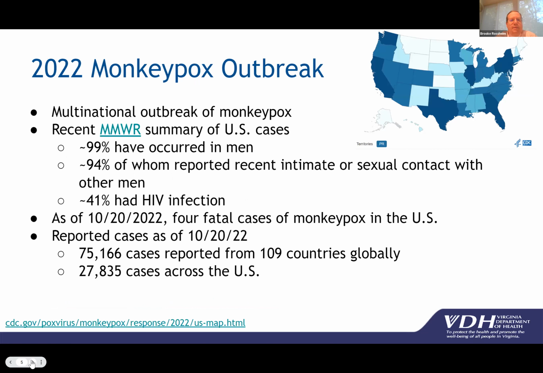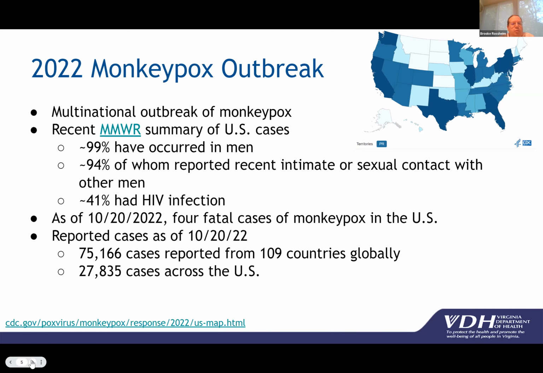So let's talk about the epidemiology of the 2022 monkeypox outbreak. This obviously is a multinational outbreak. In a recent MMWR issue, from several months ago, about 99% of cases of monkeypox have occurred in men, about 94% of whom reported recent intimate or sexual contact with other men, and about 41% had HIV infection.